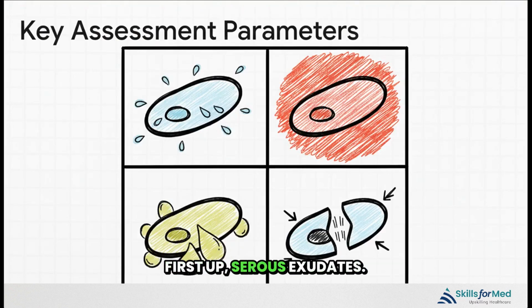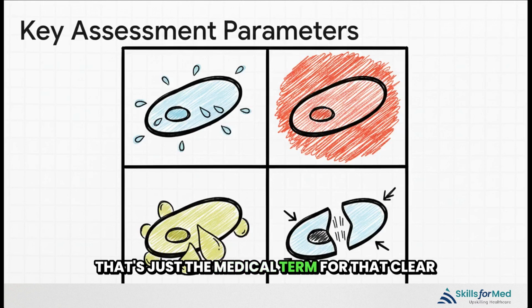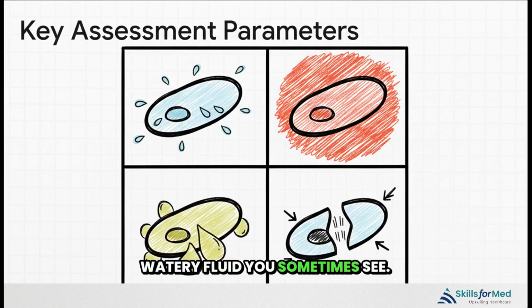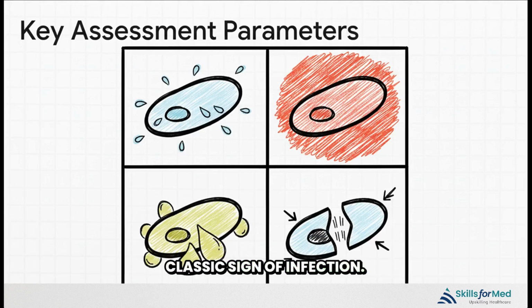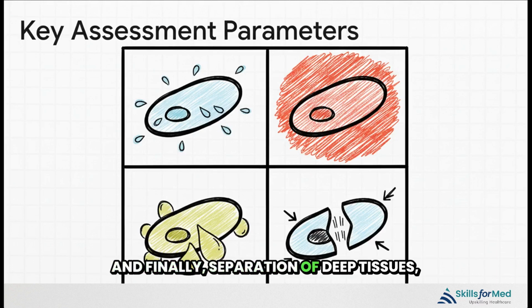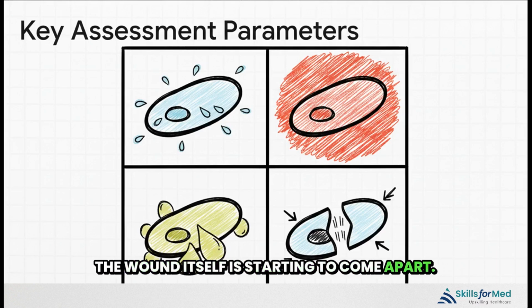First up, serous exudates. That's just the medical term for that clear, watery fluid you sometimes see. Next is erythema, which is the redness around the incision. Third, and this is a bigger red flag, is purulent exudates, a thicker, often colored discharge that's a classic sign of infection. And finally, separation of deep tissues, which is exactly what it sounds like. The wound itself is starting to come apart.